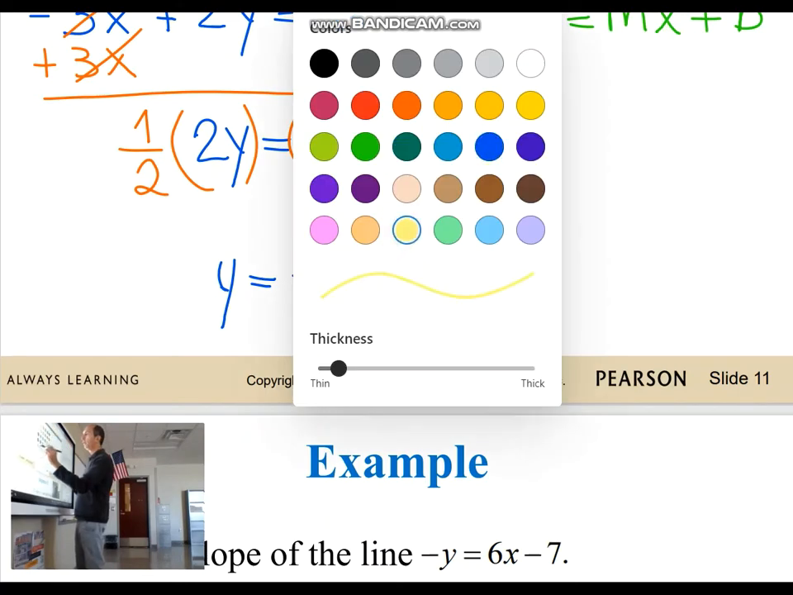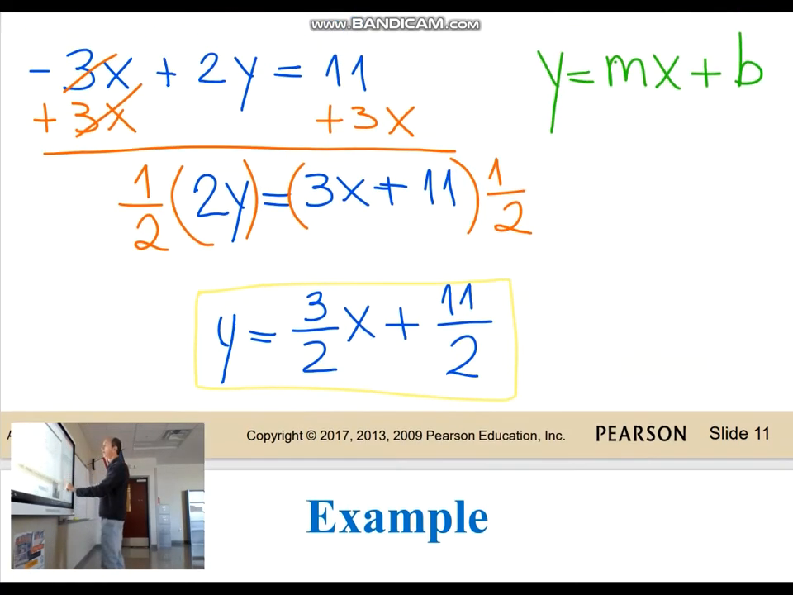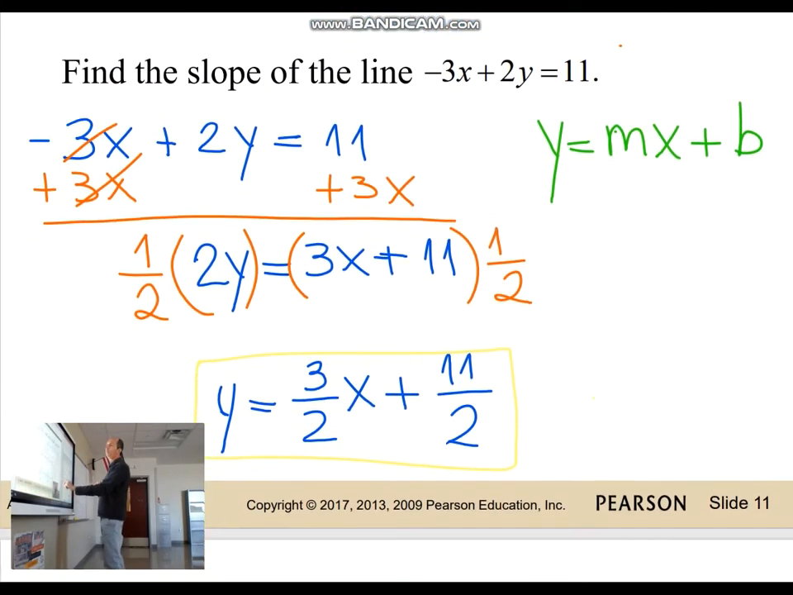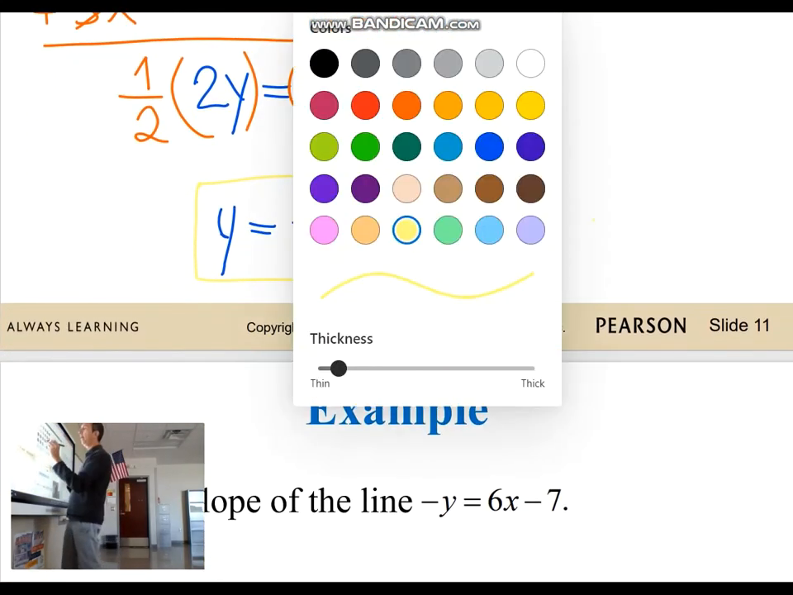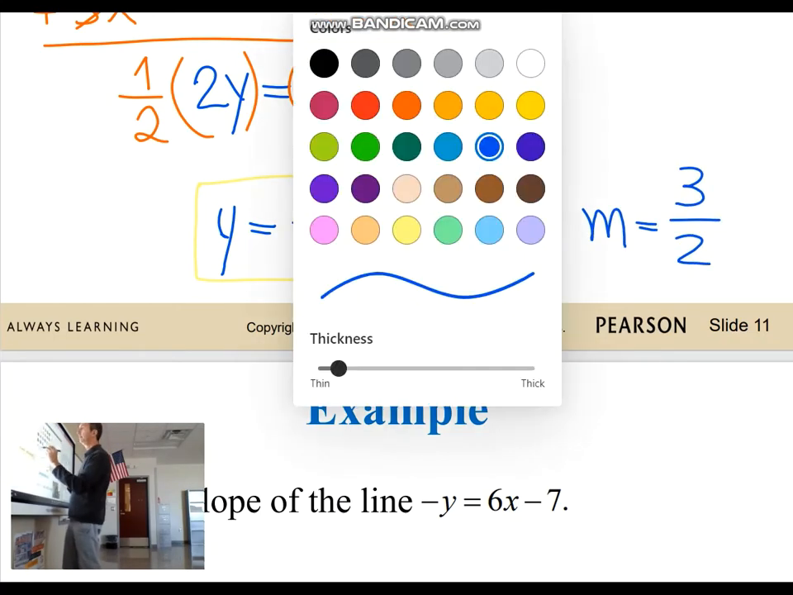The question here is, this is the slope-intercept form, find the slope of the line, and we can answer the slope m equals 3 over 2. That's it.